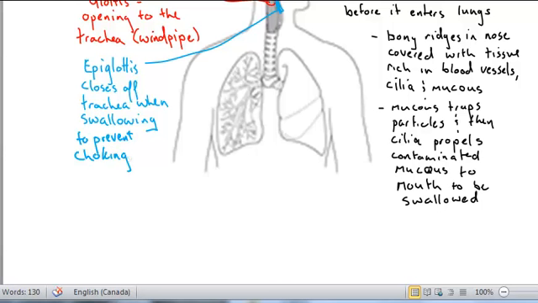Just below that, and in guys where their Adam's apple is, you can see this quite clearly. Right in this section is the larynx, or the voice box.